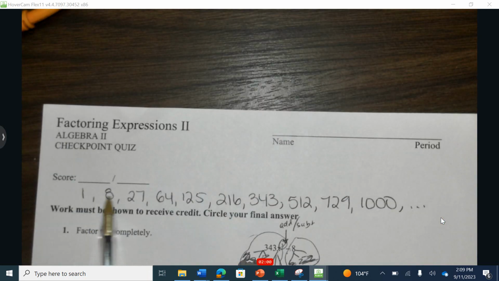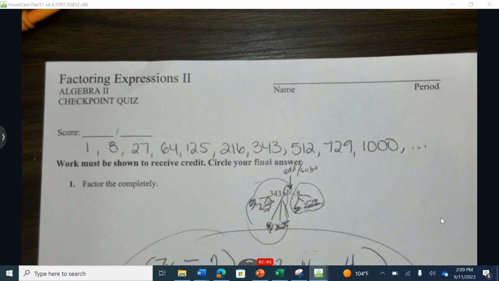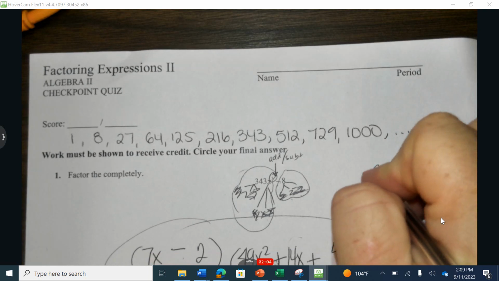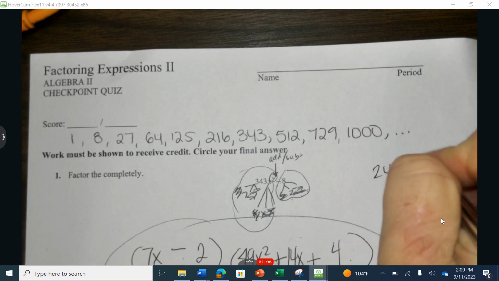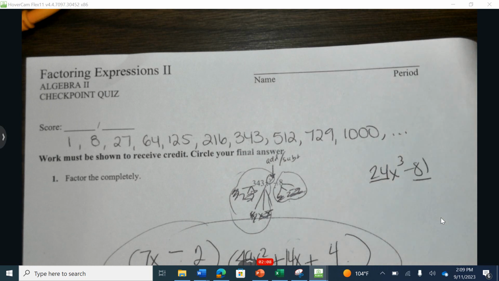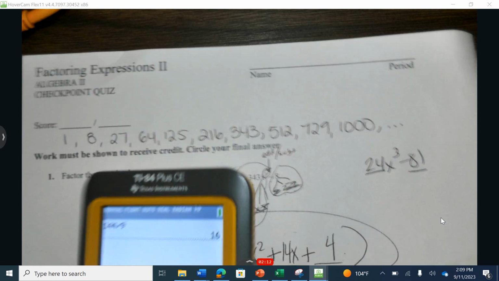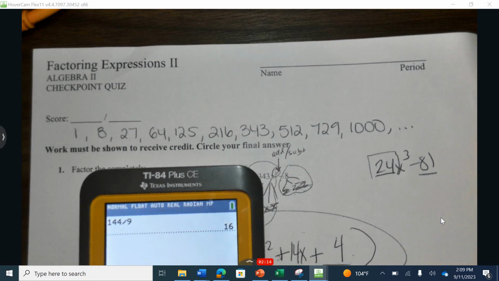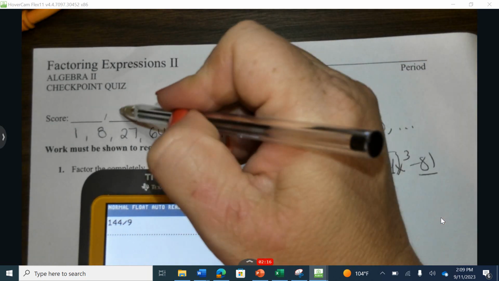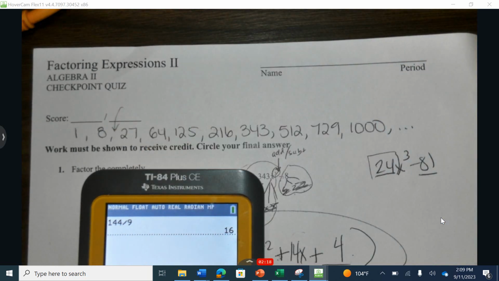Well, 24 and 81 are not on this list, so what do we do? I'm going to write it off to the side so we can see this. 24x cubed minus 81. So I'm focusing first on the numbers, and I'm noticing again that 24 and 81 is not on the list. So I'm going to take the smaller of the two numbers. Where would it be on this list? It would be right here is where 24 would go, in between 8 and 27.